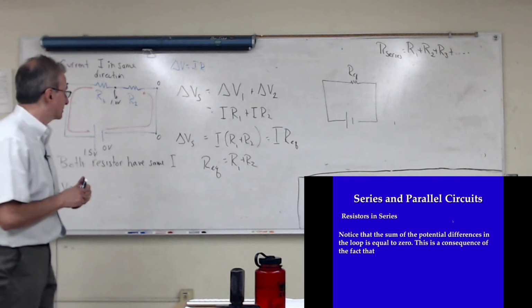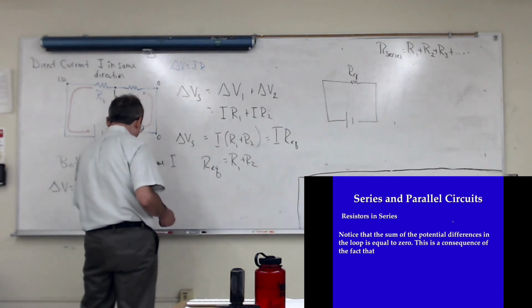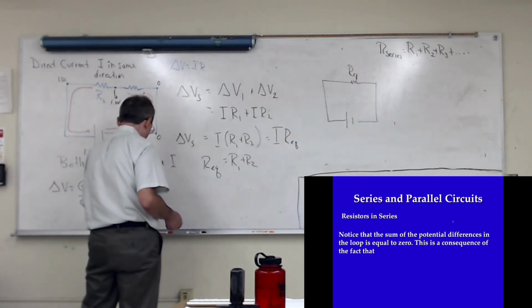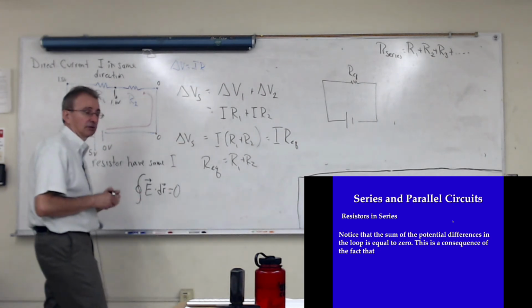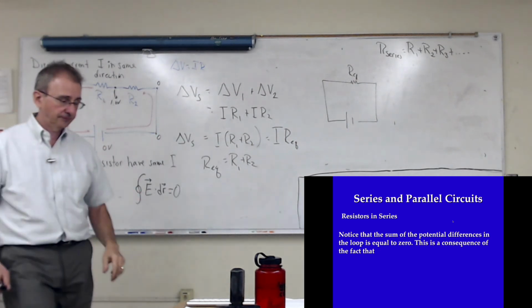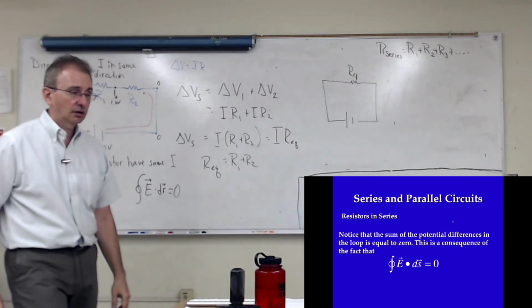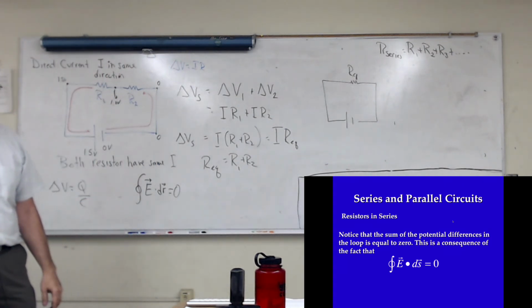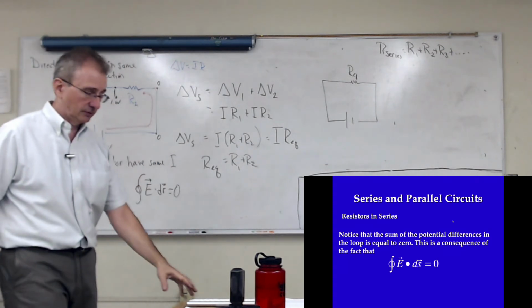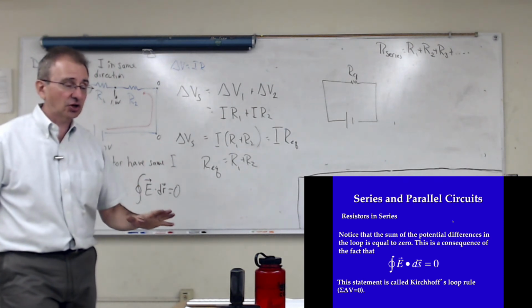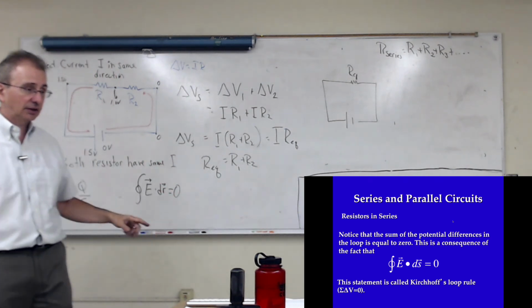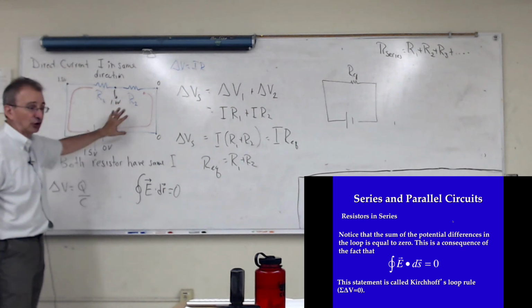And that's because of the fact that if you integrate the electric field around a closed loop, you get 0. That's because the electric field is conservative. And this statement is called Kirchhoff's loop rule, that the sum of the voltage drops in any closed loop is 0.